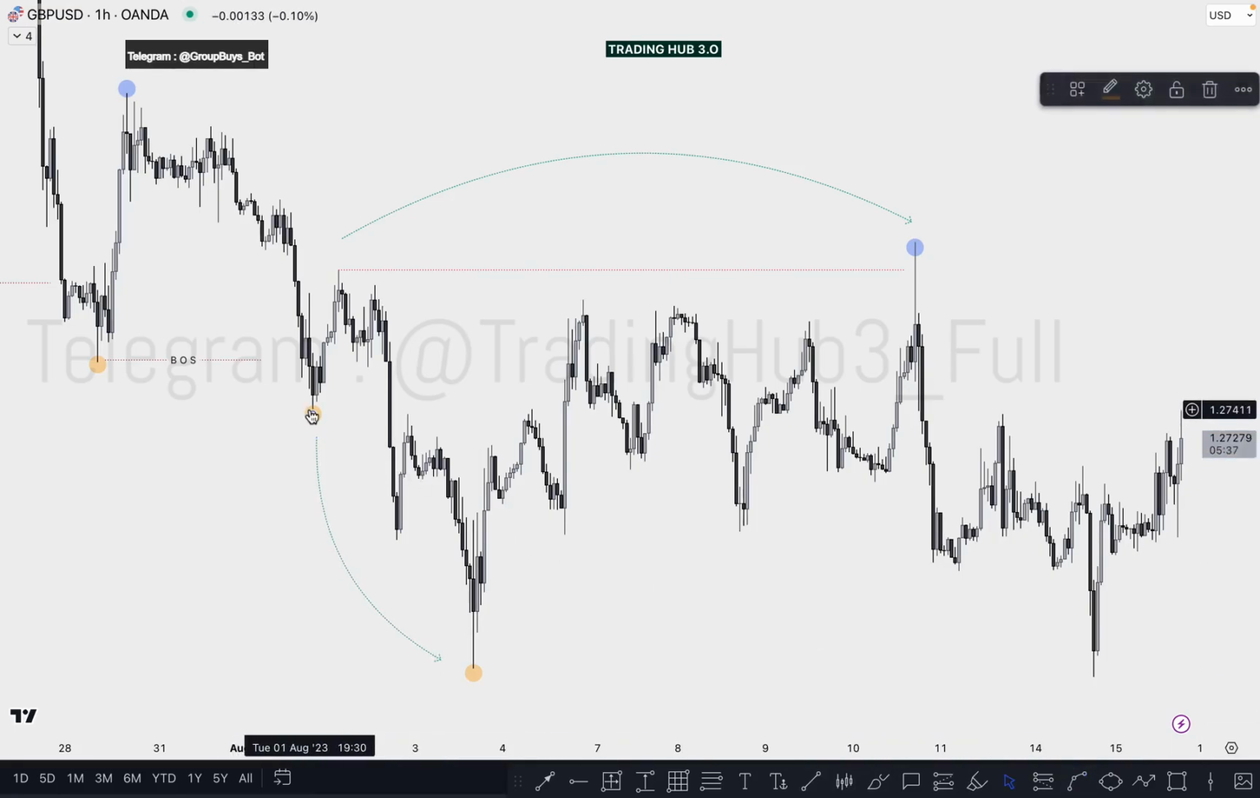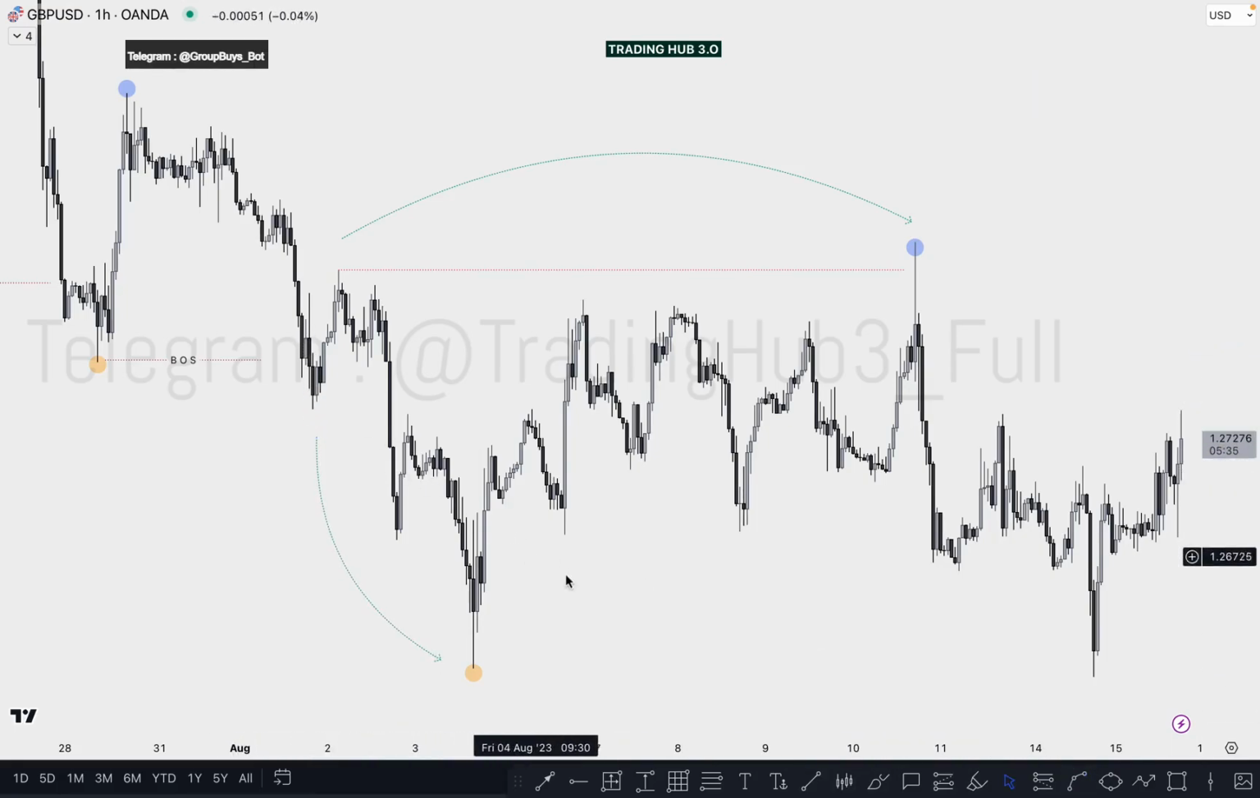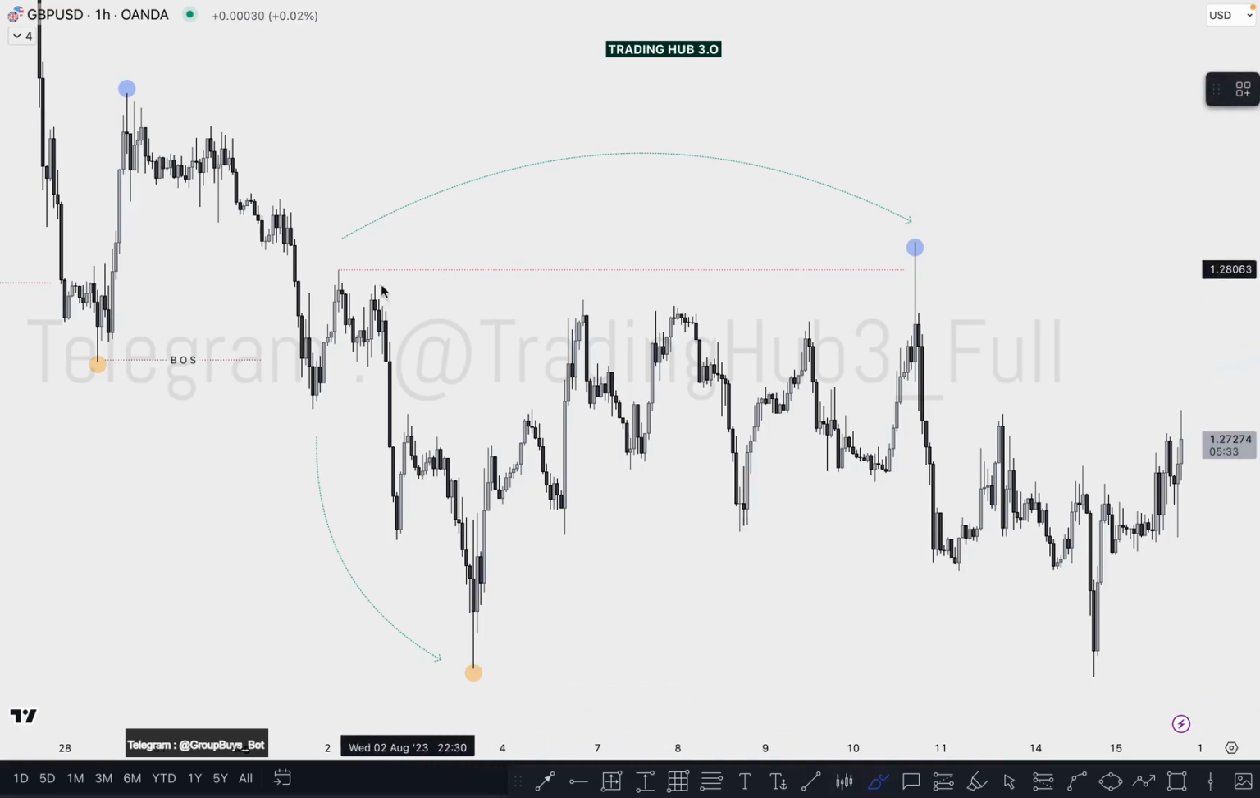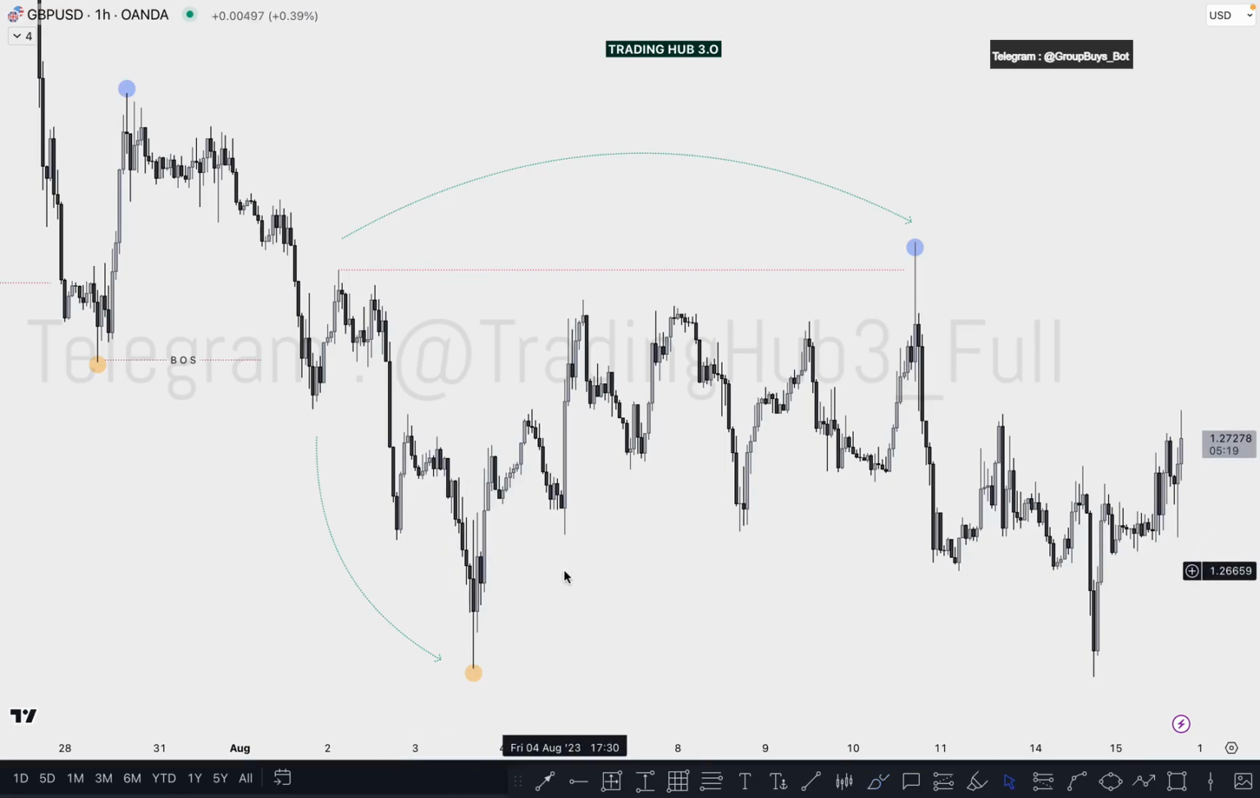Okay, and where is the inducement? The inducement also will be transferred in the first attempt. You can see this is the inducement, but this inducement transfers here to here. This is a minor inducement here. Okay, so inducement, lower lows, lower highs, everything will be transferred.